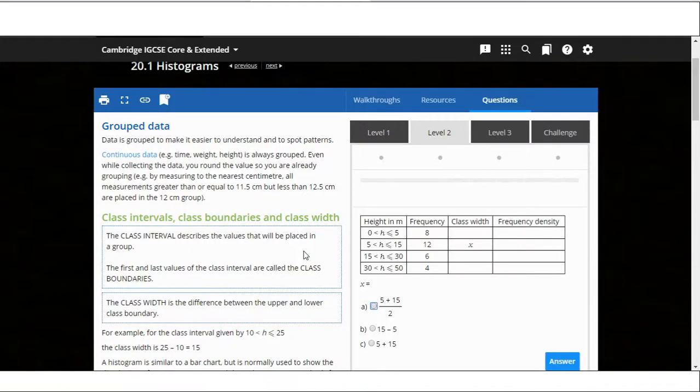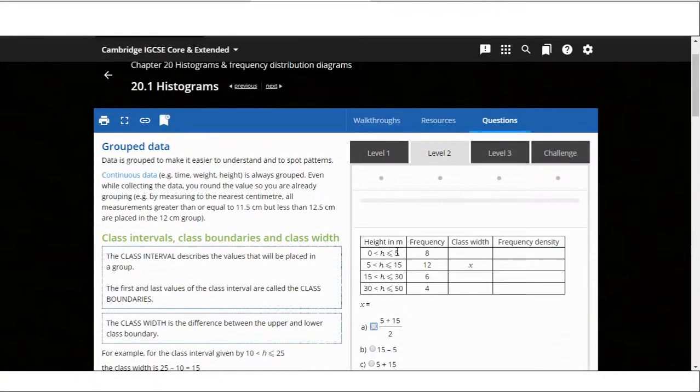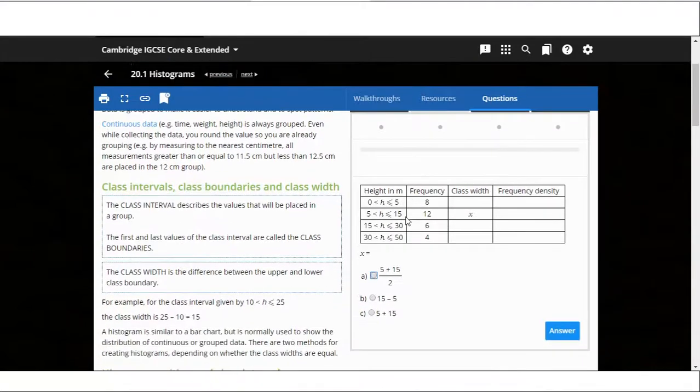So this time I would like to explain these questions from Cambridge Online Math with the topic histograms. We start this question from level 2, because if we start from level 1, the information is already here. So it's better to start with level 2. Okay, let's do it.